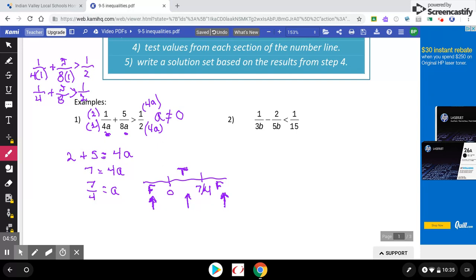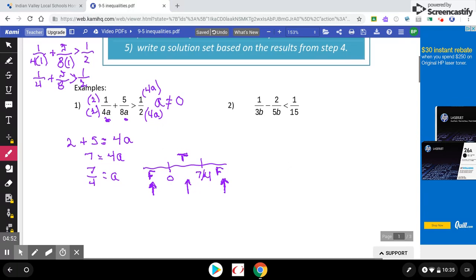So that was step 4. Step 5, write a solution set based on the results. So I'm going to go with interval notation. Interval notation is the one that's written with brackets and parentheses and looks a little like coordinates. I'm going with the parenthesis because the problem itself said greater than. It didn't say greater than or equal to.